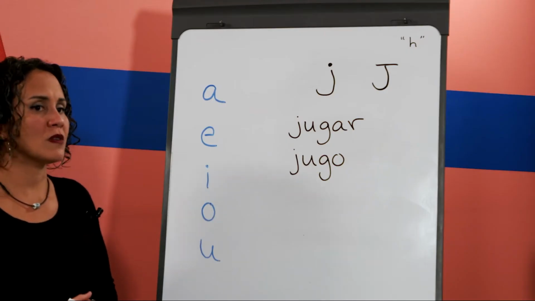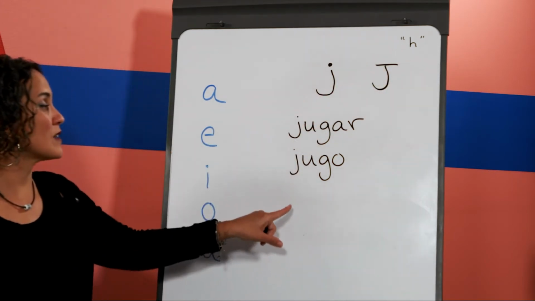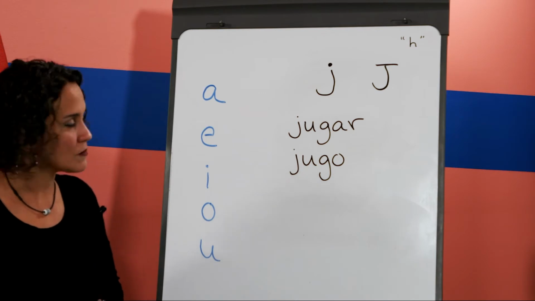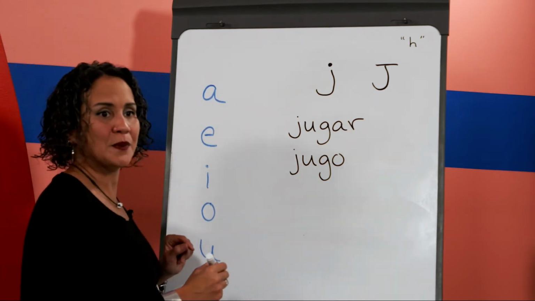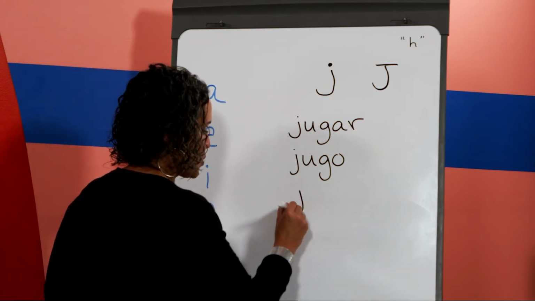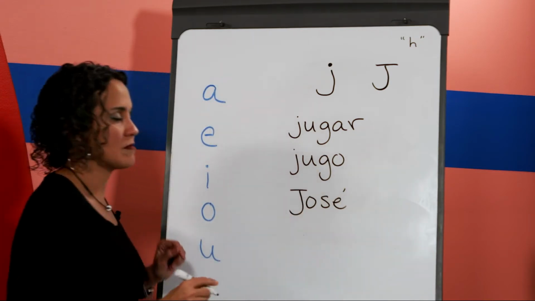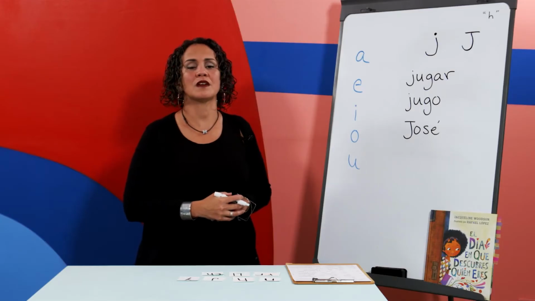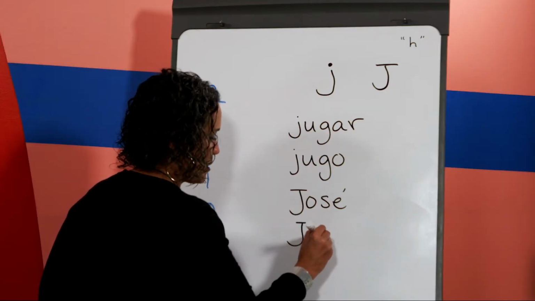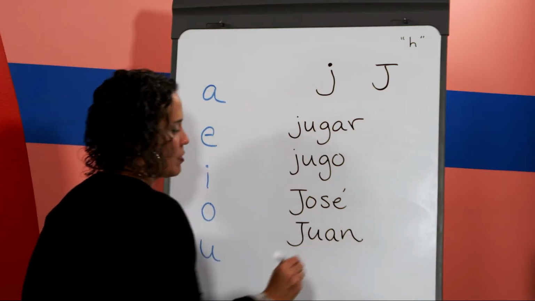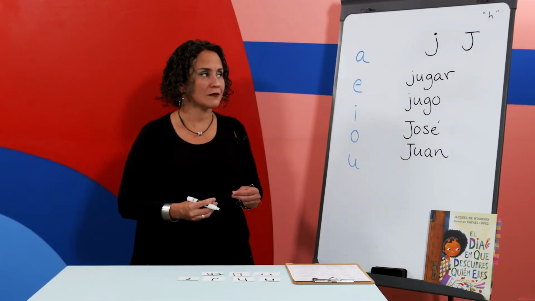Does it say jugo there or does it say jugo? Remember the H right here. So it's jugo. That's juice in Spanish, right? Let me see another one. I got a couple of names. I'm sure you know someone named Jose. Well, we don't say Jose. We say Jose. And how about Juan? We don't say Juan, we say Juan.